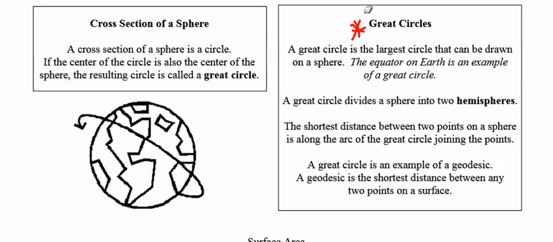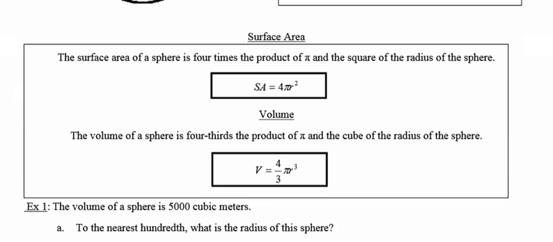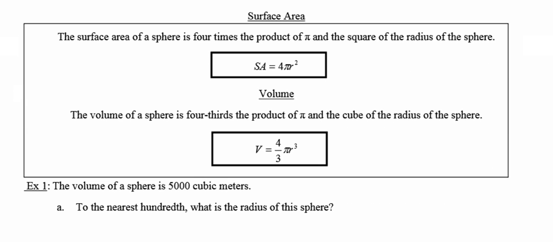and that great circle will divide the sphere into two equal hemispheres. A couple of other interesting facts. Anytime you take the shortest distance between 2 points on a sphere, it's going to be along an arc rather than along a line segment, so along that curved surface of the sphere. The great circle is an example of a geodesic, which is the shortest distance between any 2 points on the surface.